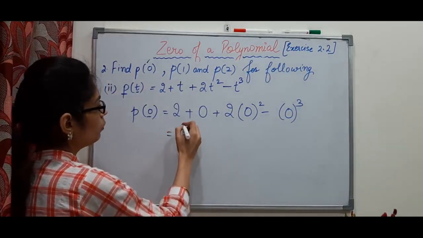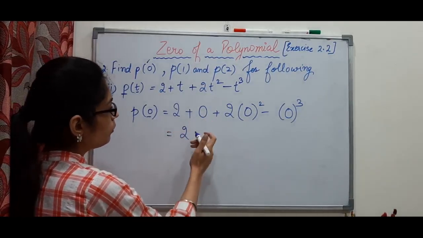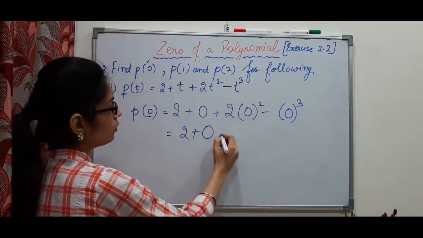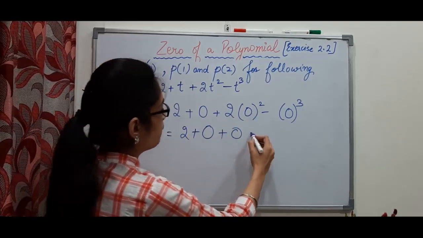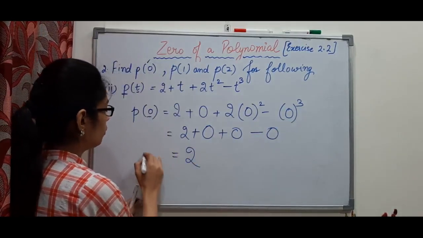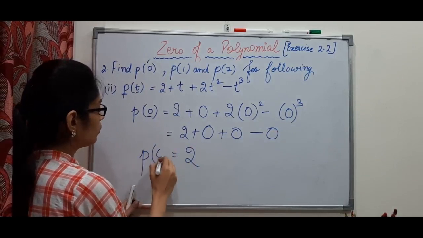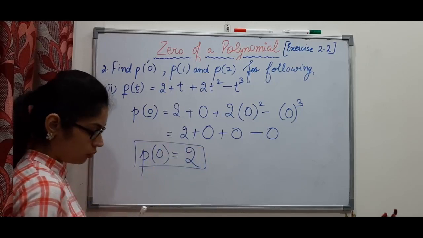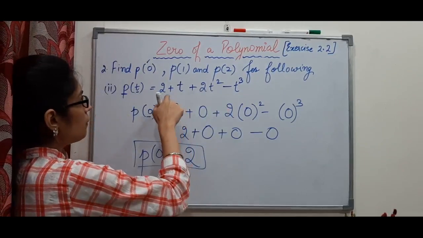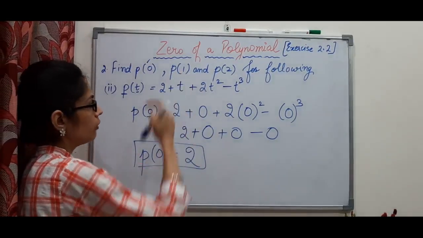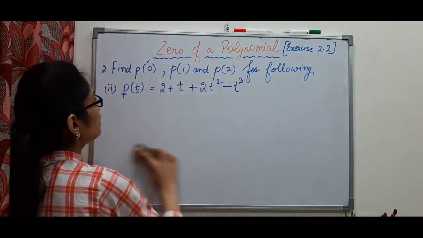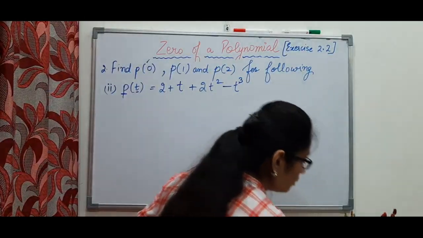So let's do it now. 2 plus 0, then plus 2 into 0, again it will also be 0, minus 0, it will be 0 again. So the value of the given polynomial at t is equals to 0 is 2. So you just have to put that value in the given polynomial and find its value. Now the same polynomial we have to find its value for 1 also. So wherever you had put t is equals to 0, now you have to put t is equals to 1. So let's do it now.